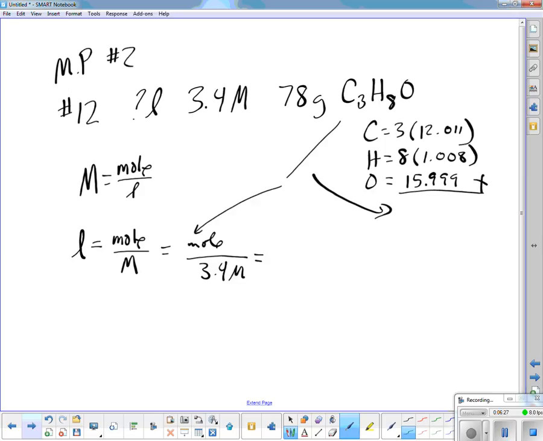Okay, so this is a divide sign right here. So that means divide by whatever I got here. So 78 divided by whatever I got here. That answer is going to go here because that's my number of moles. Okay, so that's the molarity practice number 2, number 12. Okay, any others that you'd like to go over? Yes.